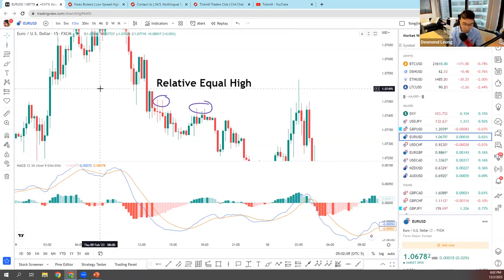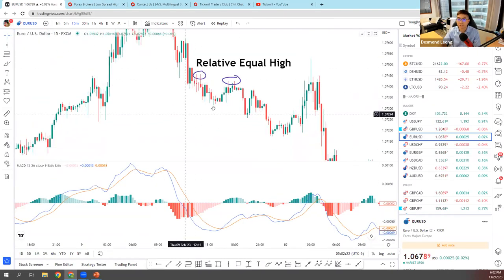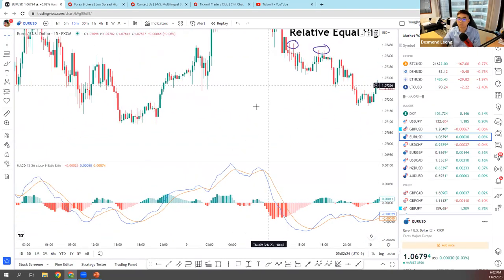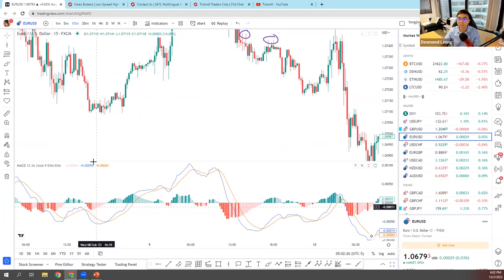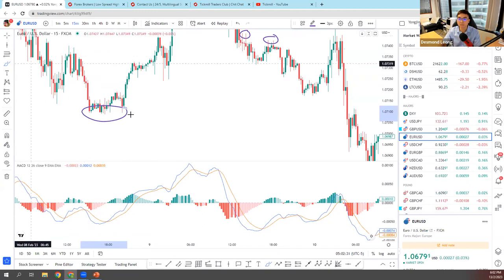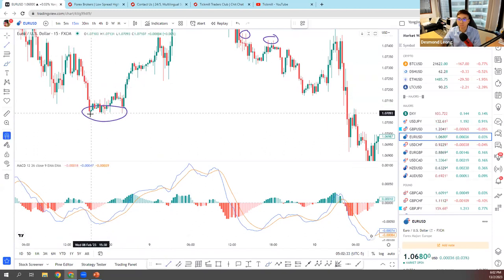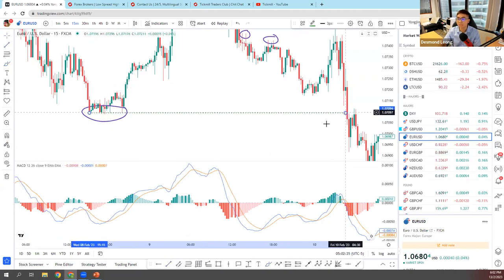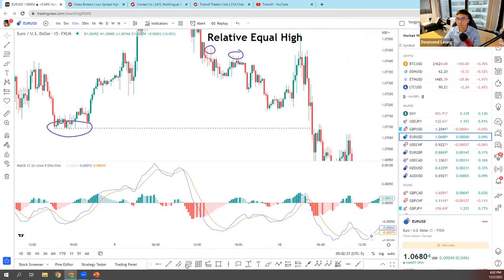Okay, next. Let me check something. Relative equal high. Next thing I want to look at, relative equal low. If you notice right here, liquidity hotspot, we also have a relative equal low area right here. Price actually went down and cleared out the previous relative equal low.